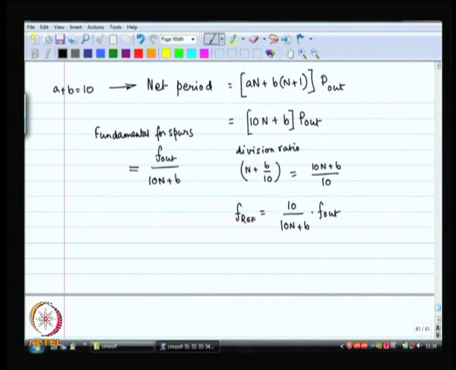Right, and just do a little bit of jiggling and you will see that this is what you have got. F ref was 10 megahertz. So, you have got the fundamental for the spurs at precisely 1 megahertz, which so happens to be the same as the fundamental for the spurs in the integer n case.